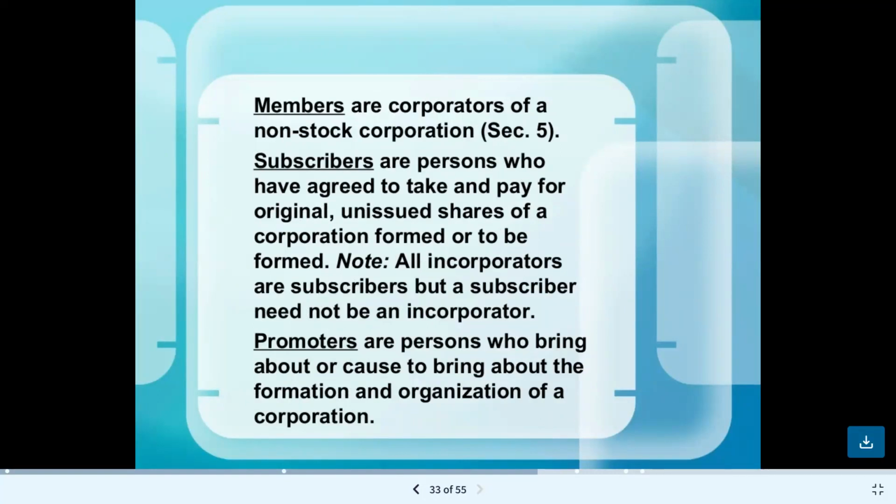Members, these are the corporators of a non-stock corporation. You call them members. Subscribers are the persons who have agreed to take and pay for original and issued shares of a corporation formed or to be formed. Take note that all incorporators are subscribers, but a subscriber need not be an incorporator. And then you have the promoters. These are the persons who bring about or cause to bring about the formation and organization of the corporation. So basically, the promoters are the ones who will facilitate in forming the corporation.